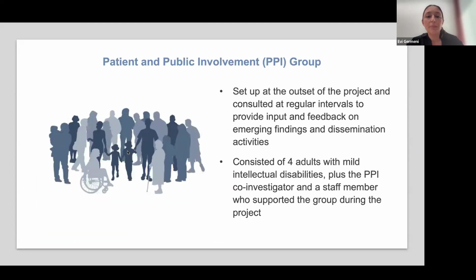In addition, a PPI group was set up at the outset of the project and was consulted at regular intervals to provide input and feedback on emerging findings and dissemination activities. Our PPI group consisted of 4 adults with mild intellectual disabilities, 2 male and 2 female, plus the PPI co-investigator and a female staff member who supported the group during the project. All involvement was through a non-profit organization which is controlled by people with intellectual disabilities.